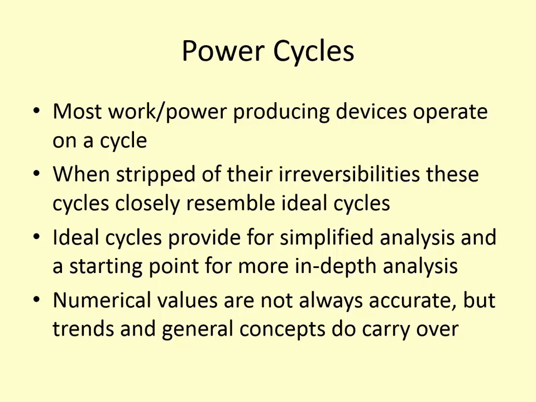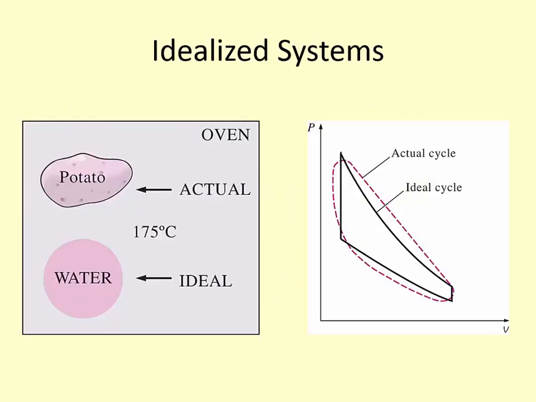So if we are reducing the compression ratio and that serves to increase the power output or decrease something else, that same trend will still carry over even though the numerical values may not be exact. But if it's a 20% increase in power output, then that generally does carry over that same trend. So again, we make these idealized approximations.